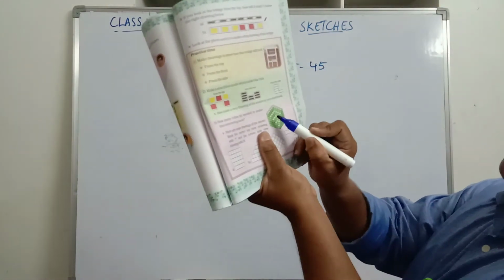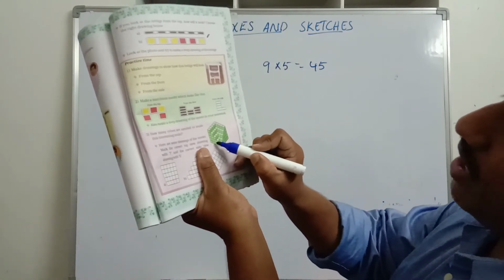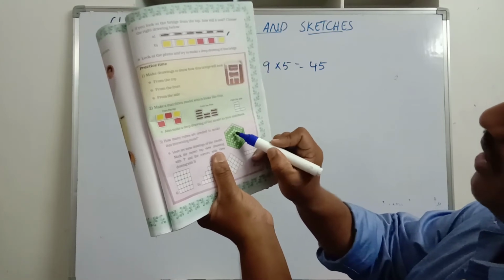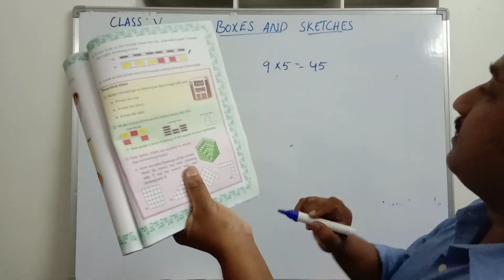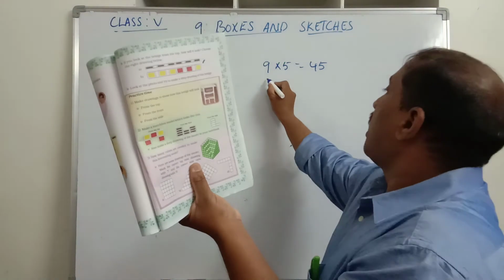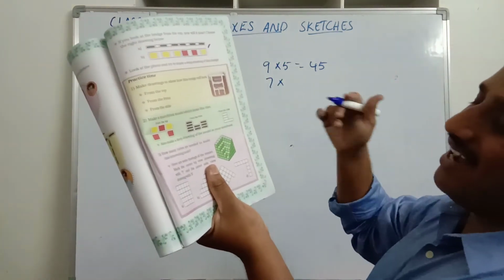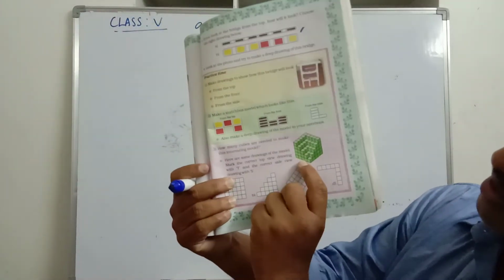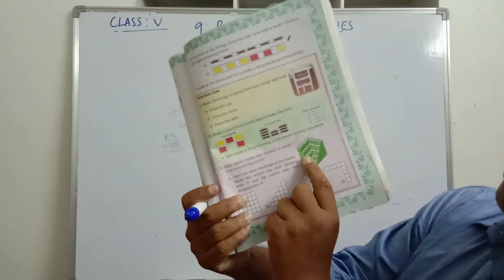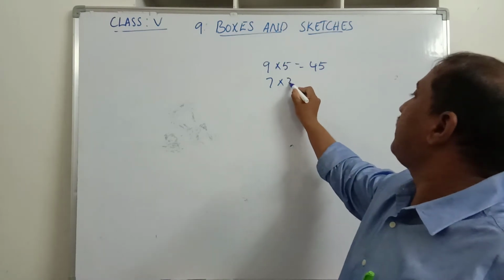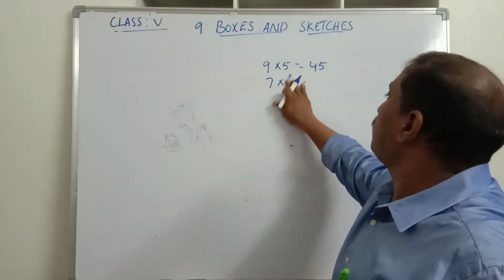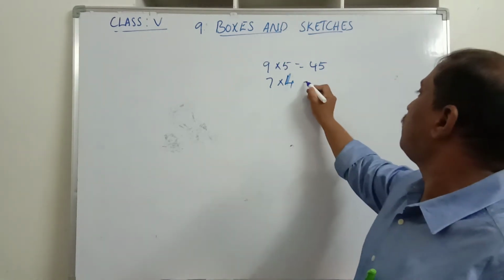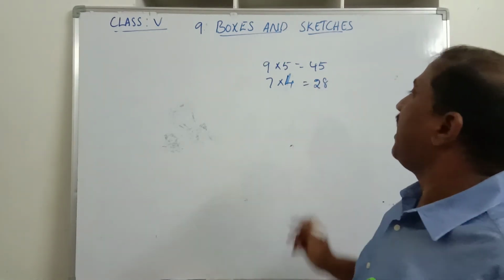Then you see the second layer. This is the second layer. We have 4 rows, and in each row how many are there? 1, 2, 3, 4, 5, 6, 7. 7 cubes are there in each row. And how many rows or layers are there? 1, 2, 3, 4. 4 layers are there. You see here, this is 1, 2, 3, 4. 4 layers. 7 into 4. Each layer has 7 cubes. 7 into 4. 7 4s are 28.